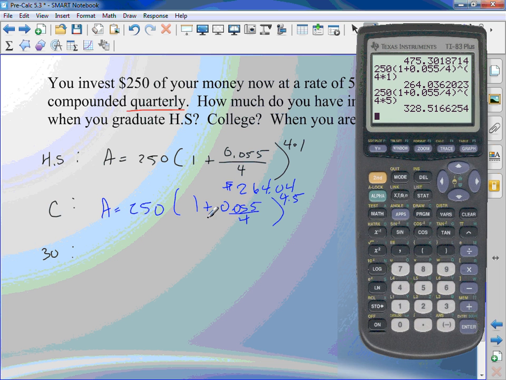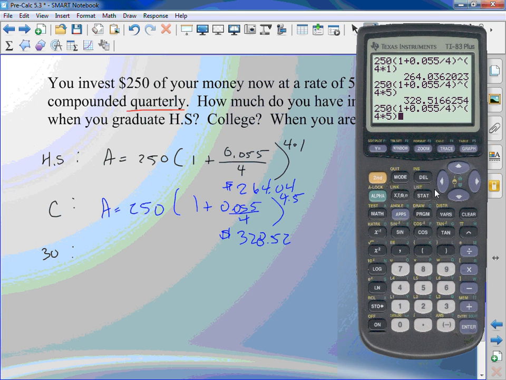This is $328.52. If I don't put the parentheses, and I just do to the 4th times 5, I get 1,300. Now, if you actually think, in 1 year I had $264. After 5 years, I have $1,000? I took that $250, and now it's well over 1,000. I did something wrong, because all you did is take that number and multiply it by 5.